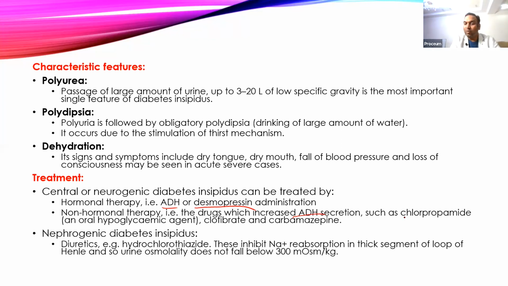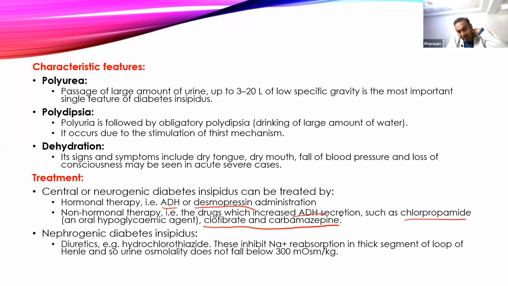That is chlorpropamide. It is a hypoglycemic agent, like an anti-diabetic drug, but it also acts on ADH receptors and increases the effect of ADH on the receptor and increases the secretion of ADH. And then there are clofibrate and carbamazepine. They also increase the effect of ADH, causing more water reabsorption at the kidney level.